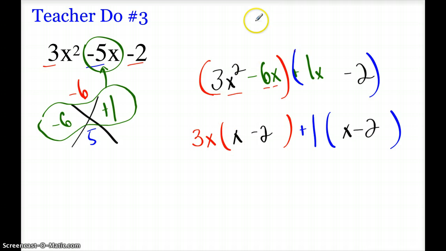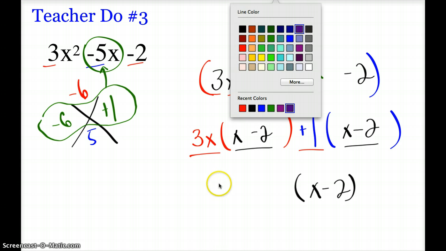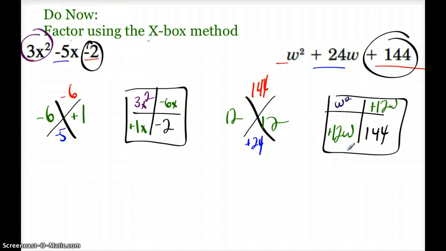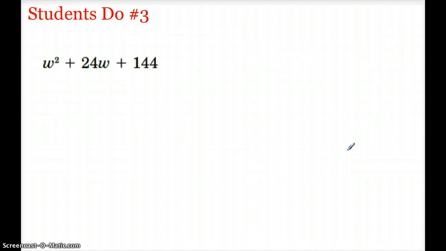So these two, x minus 2 and x minus 2, make one group, x minus 2, and 3x plus 1 make another group, 3x plus 1. Those are these two numbers. That's the same answer that you'll get from your do now. I'm just teaching you another method. Both of them work. It'll make more sense when you have 4 terms.